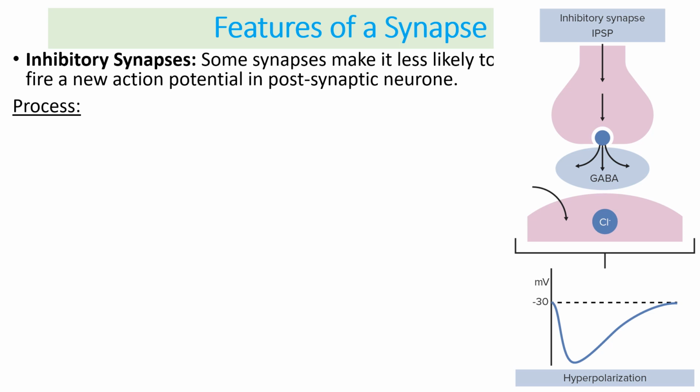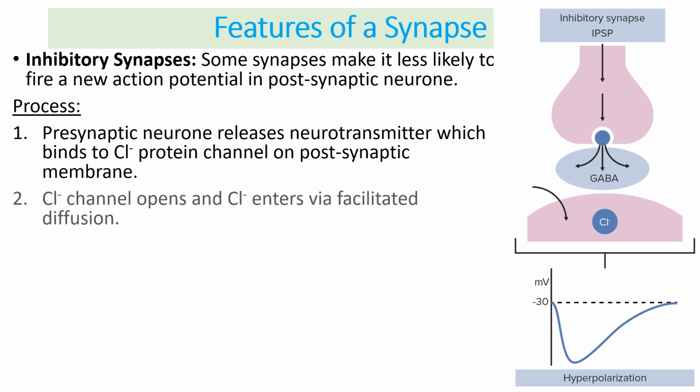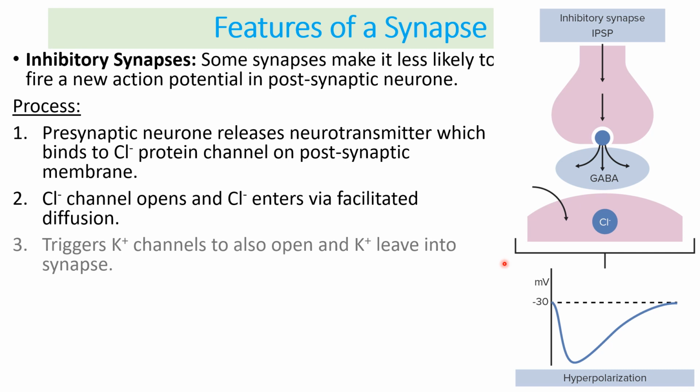Some synapses are inhibitory synapses and actually reduce the likelihood of a new action potential being fired in the postsynaptic neuron. They release a neurotransmitter called GABA. The presynaptic neuron releases this neurotransmitter, which then binds to chloride protein channels on the postsynaptic membrane rather than sodium channels. This opens, allowing negative chloride ions to enter the membrane via facilitated diffusion. It can also trigger potassium channels to open, leaving the postsynaptic knob, causing a drop in the charge.